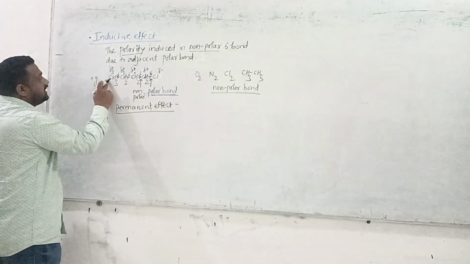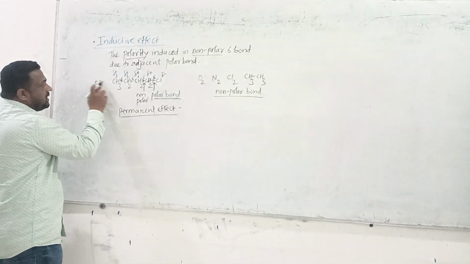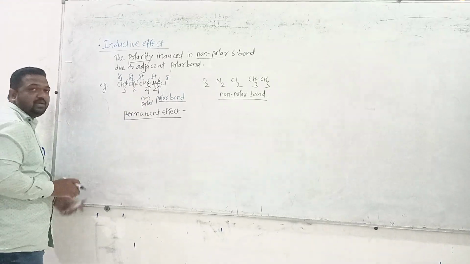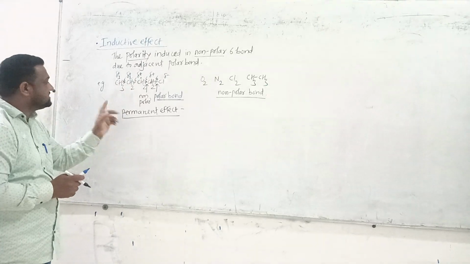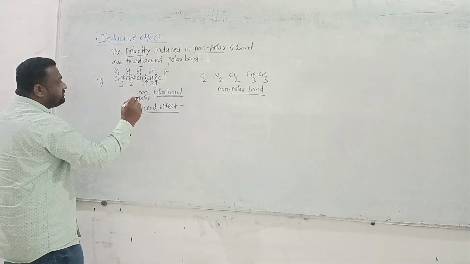If another carbon is attached to this chain, the inductive effect is not significant. It is significant up to 4 carbons, meaning electrons are transferred up to 4 carbons. This is a permanent effect; electrons are permanently transferred.